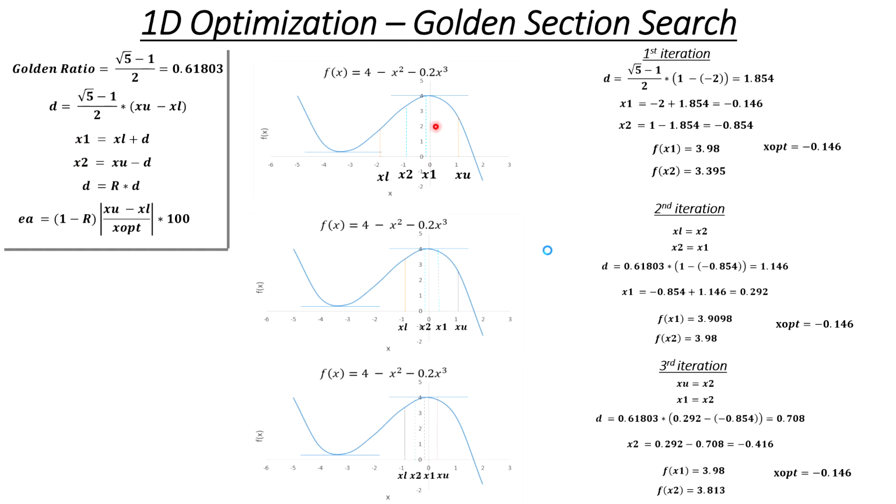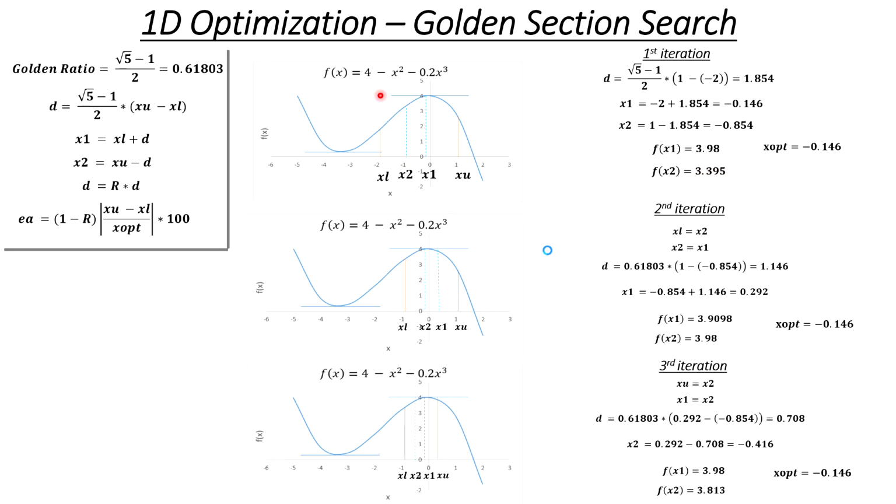So if we apply this quantitatively, you're going to find that d, given that I have an upper limit and lower limit of 1 and -2, I get a d of 1.854, and given I have d and the upper and lower limit, I have x1 to be -0.146 and x2 to be -0.854, and you can find they're here. So once we get the x1 and x2, we have to actually evaluate the function values of both. So you find the function value of x1 is 3.98 and the function value of x2 is 3.395.